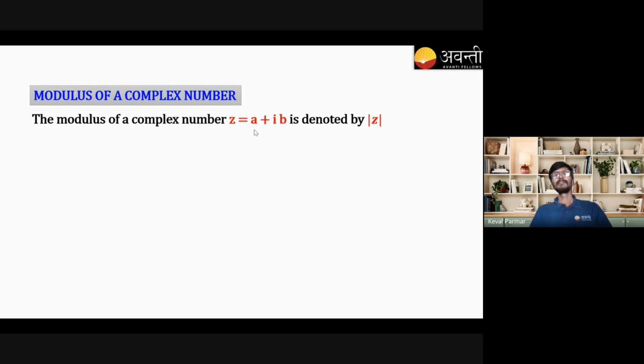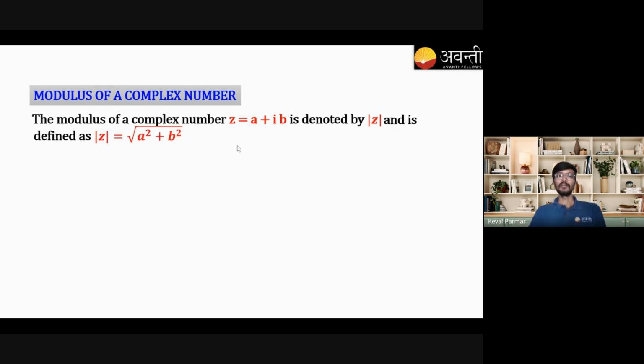Let's see the modulus of a complex number. Now, before understanding modulus and argument, I would like to talk to you about complex numbers. Okay, first we'll see modulus and then we'll talk about it. So modulus of a complex number. If z is a complex number a plus ib, then its modulus is denoted by mod of z.